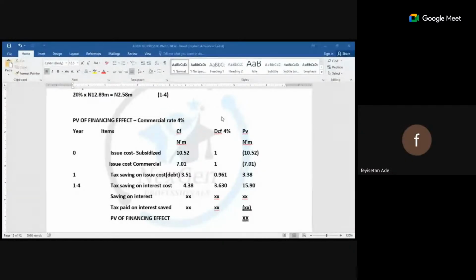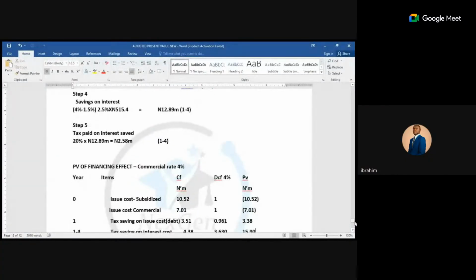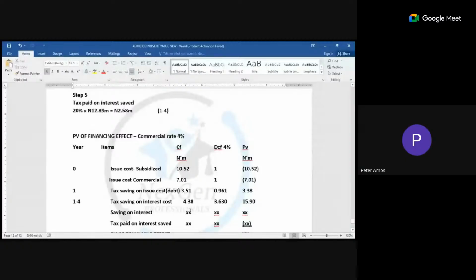So what is the savings? Savings on interest. What is our savings? 12.89, from year 1 to 4.